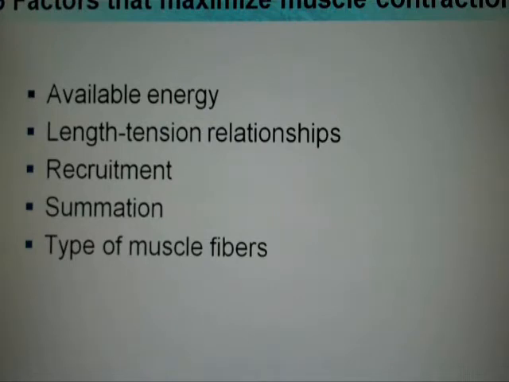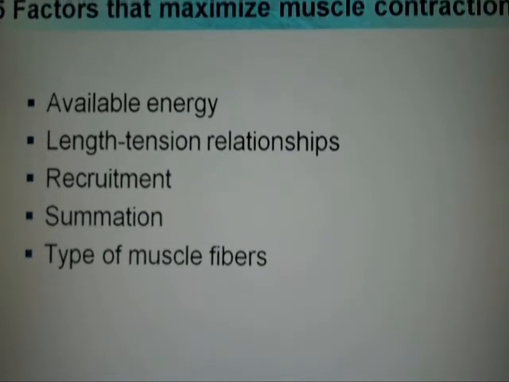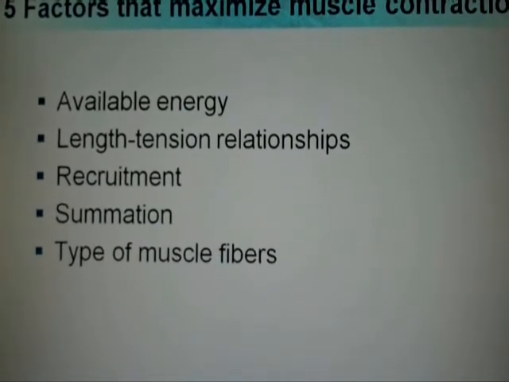Recruitment just speaks to how much of your whole muscle is being called upon to lift that weight or make that movement. Summation refers to the idea that muscles can contract harder if a nerve impulse is sent before the muscle has a chance to relax. And finally, the type of muscle fibers. Some muscle fibers are meant for quick, powerful contractions. Others are meant for endurance. So depending on the type of muscle fiber will help determine the kind of strength that you have.